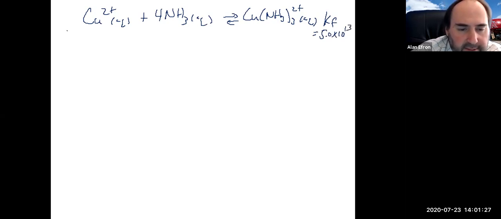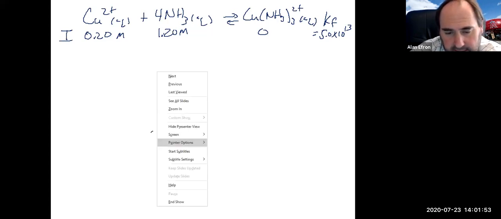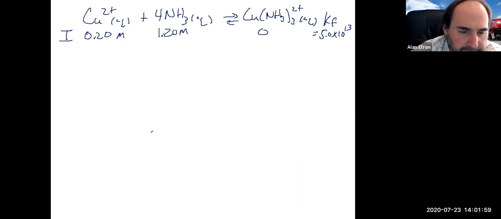So we're going to put into our table, initially, we have 0.2 molar of our copper. We have 1.2 molar there of our NH3. And like normal, we're going to zero out our product side. Now, normally when we do an ICE table like this, and I'm going to write it in red just to highlight it real quick, normally when we get to the change part, we would do our x's. So this would be minus x, right? This would be minus 4x, and this would be plus x.